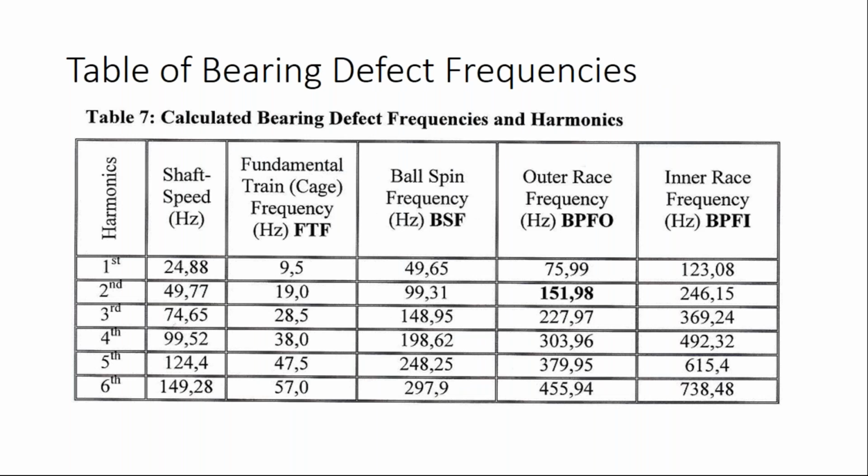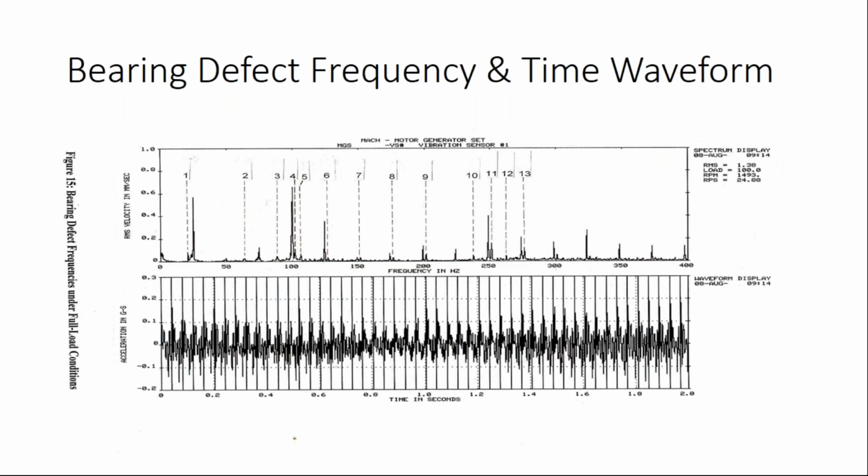And I've just put together some of the bearing defect frequencies which you can calculate in an Excel spreadsheet, for example, if you have bearing defects. And I've got the frequency spectrum and the time waveform. In the frequency spectrum, you can see the x-axis is in hertz, and the y-axis is in millimeters per second.